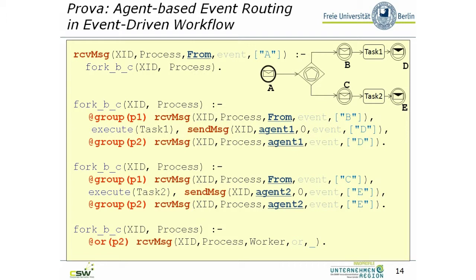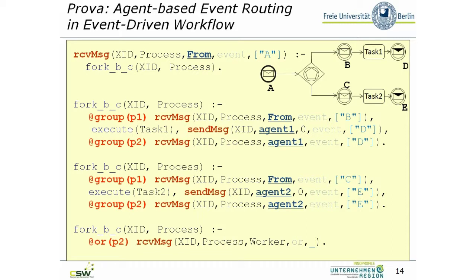And this is all the parallel pattern, a workflow pattern implemented by our agent-based approach. We can see there are 2 tasks in this process, task 1 and task 2, and they are executed in parallel. Task 1 executes after it receives an event B, and sends an event D after it finishes, and task 2 executes after it receives an event C, and sends an event E after it finishes.